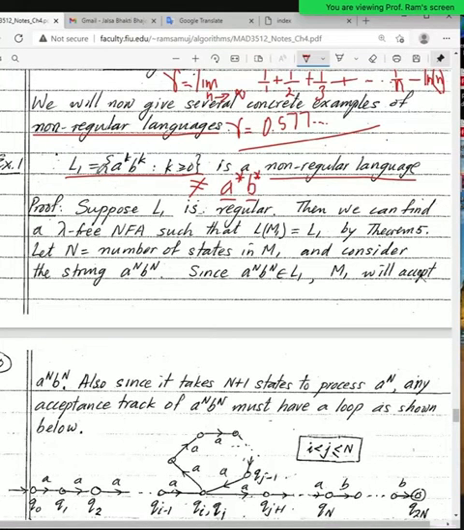This language L1, A to the K, B to the K, is non-regular. Why is that so? You do the same thing you do when you say square root of 2. You say, suppose L1 is regular, and then you're going to get a contradiction. Then we can find a lambda-free NFA M1 such that L of M1 is equal to L1 by theorem 5. And then let N be the number of states in M1 and consider the string A to the N, B to the N. Now, this example 1 is so important because every test in test number 2 has a proof like this. And that's basically your one proof in test number 2.